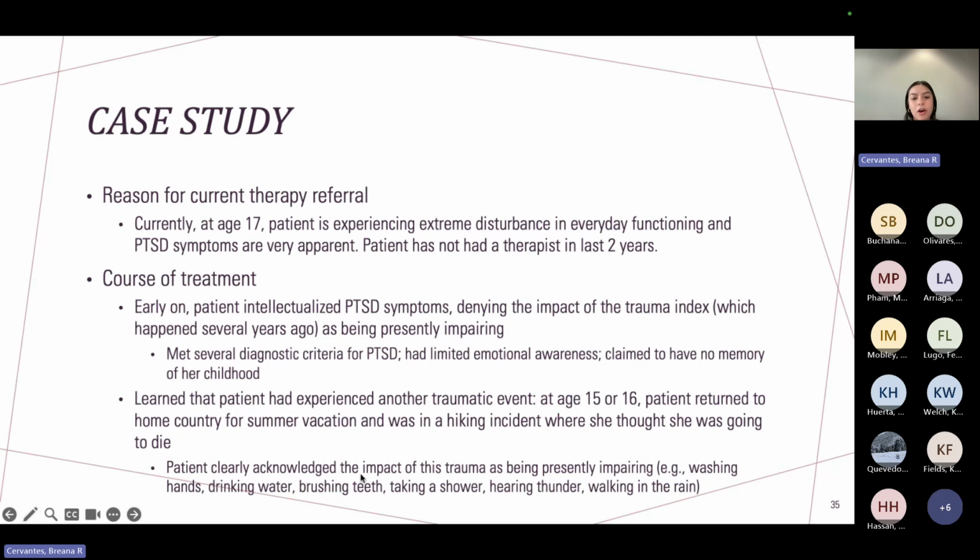Eventually, I learned that a year before I saw her, so either 15 or 16, sometime between having that first therapist and me, she had gone home again for the summer. And that's when she had been in some sort of hiking incident, in this wilderness I mentioned, where she thought she was going to die. The path got washed out, it became a river. And she just remembers being drenched and rain hitting her face. And she thought she was going to die.